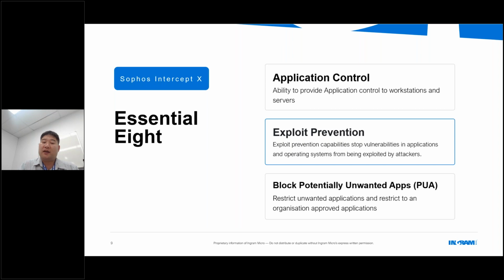Again, with exploit prevention, we're talking about the vulnerability side of things. If there are patches that need to be applied, but from an organizational change control method we can't put the patch on immediately, we can look at Intercept X as a means to provide a temporary measure for patching whilst the formal test is going on.